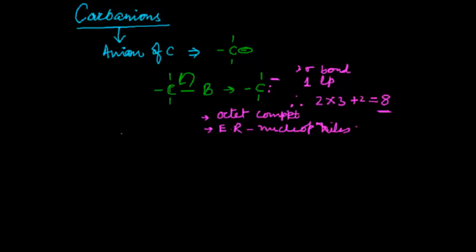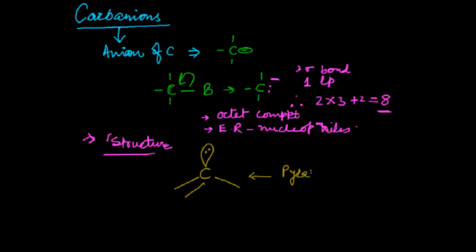Now to look at this further, a structural feature: if I look at the structure, we can see this carbon has one bond, another bond, and a third bond here, and one lone pair. So it is pyramidal in shape.